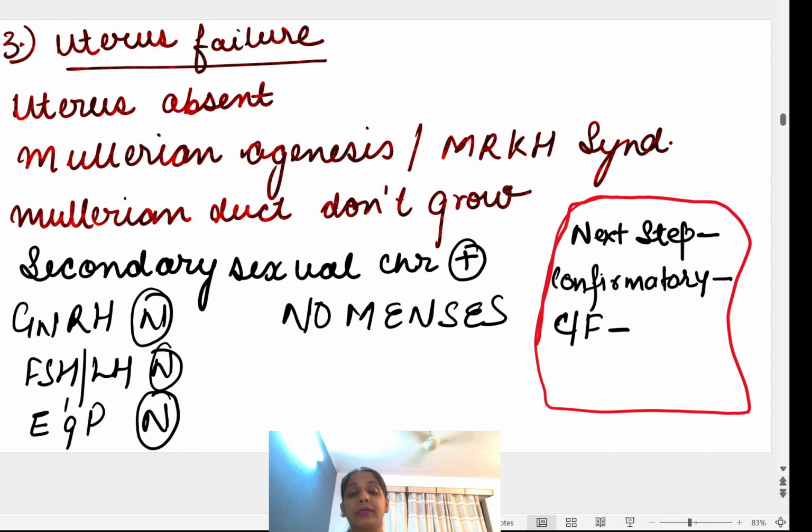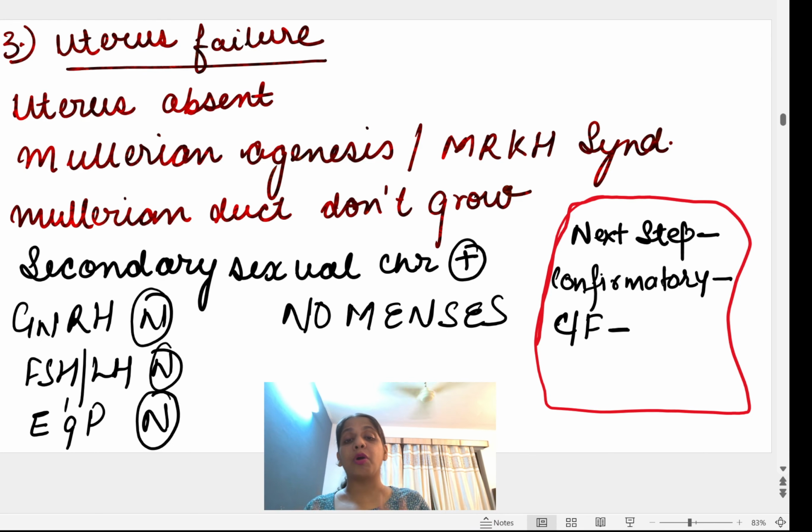But these patients are not having periods. Why are they not having periods? Because in these patients there is no uterus. Mullerian duct didn't grow. So another name for MRKH syndrome is Mullerian agenesis. This patient will come to us with estrogen and progesterone both normal, so this patient will have normal secondary sexual characteristics, right? These patients will not come to us with loss of secondary sexual characteristics or no breast. This patient will have breasts, and will come to us with amenorrhea.